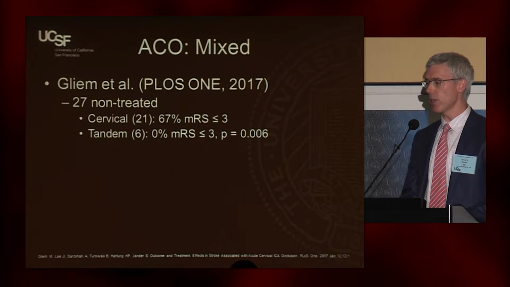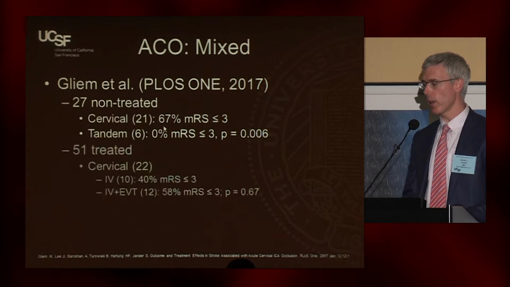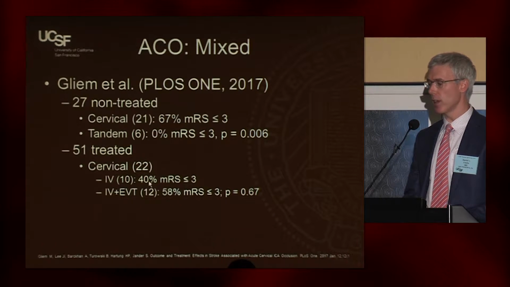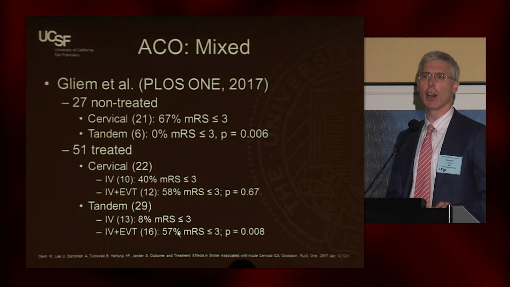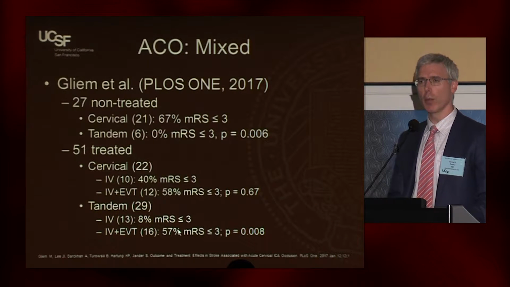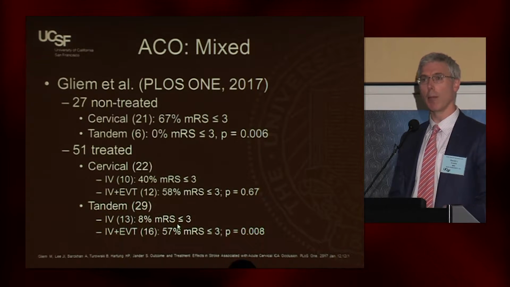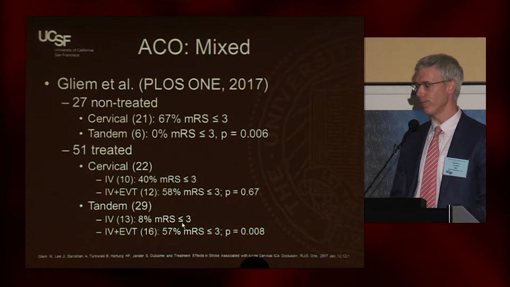So in the non-treated patients, obviously it's a very small number with tandem lesions, but you can see the cervical patients do much better. But in the treated patients, if you're just looking at the effect of endovascular therapy over IV therapy alone, you can see the delta here is about 20 percentage points, but in the tandem lesions, it's nearly 50 points. And so it again underscores why that intracranial component is so impactful in terms of how it affects patient outcome.